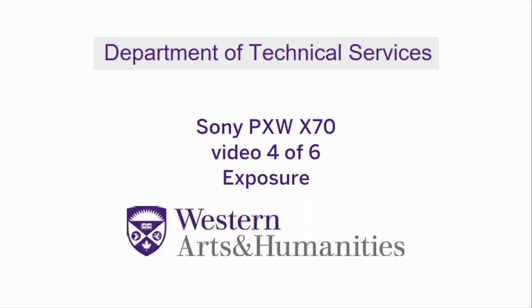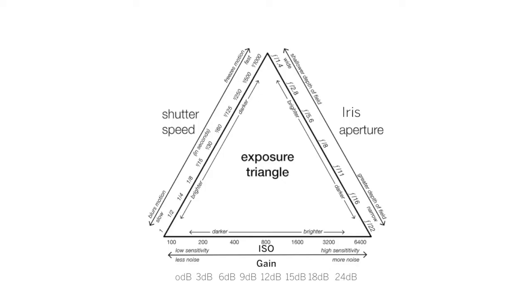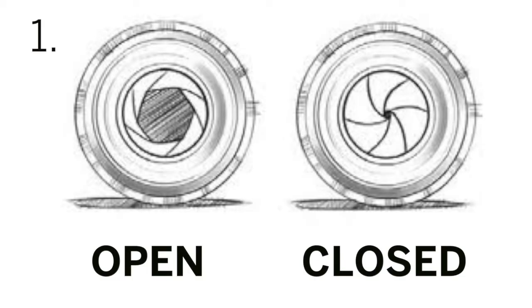Video for exposure setting. Exposure refers to the amount of light hitting the image sensor when you capture a video. There are 4 ways to adjust light level. The iris opens or closes to allow light in or limit the light.